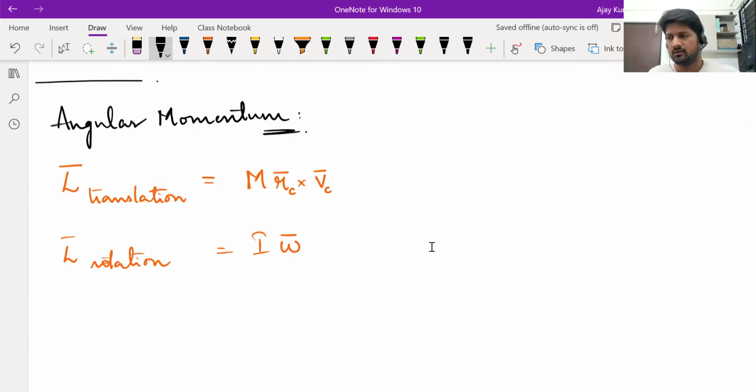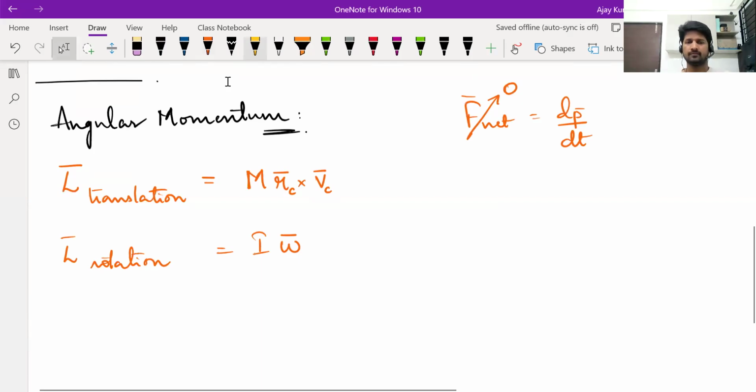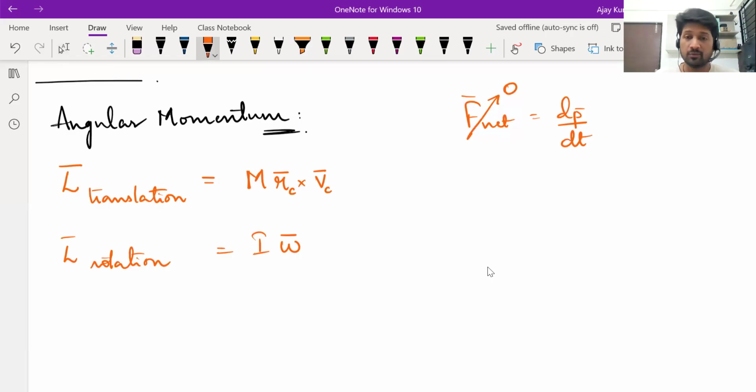Fine. One of you tell me, what is Newton's second law for translation? So F equal to dp by dt. F net equal to dp by dt. Correct. And if the net force on a system is 0, what can we say? Or what does it lead to? The momentum is conserved. Okay, fine. If net force is 0, it means dp by dt is 0. That means momentum is conserved.